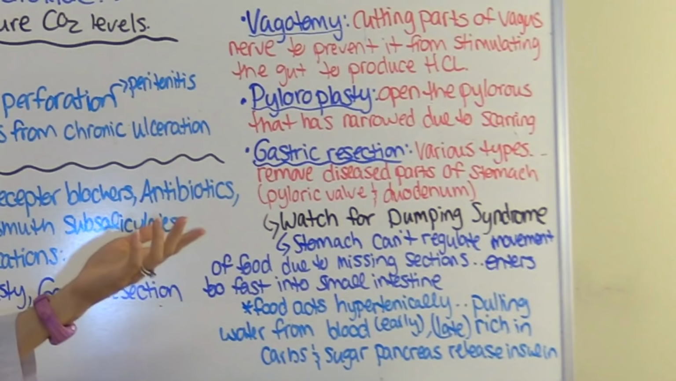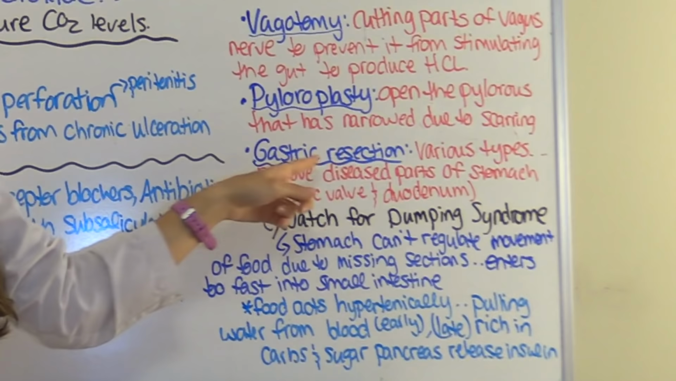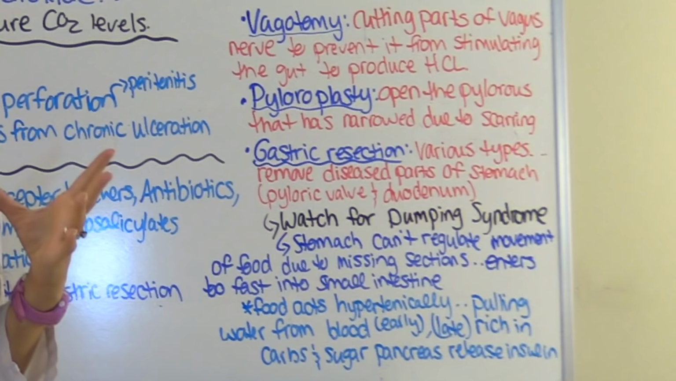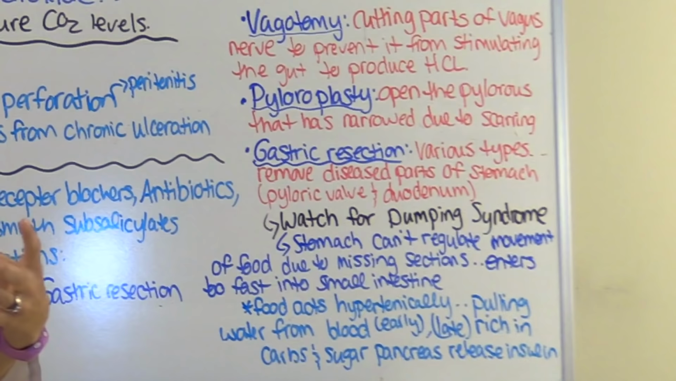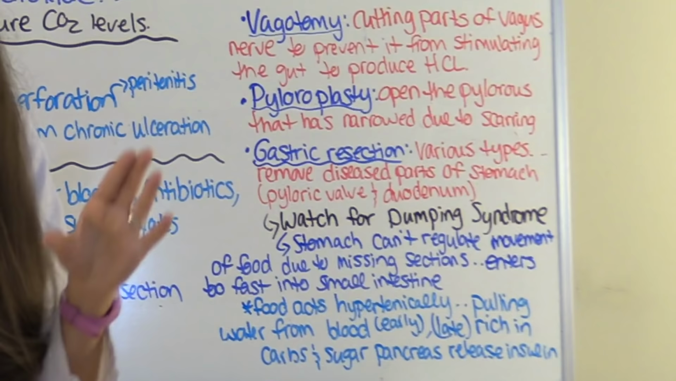Or they can have a surgery called a pyloroplasty. This is where the pylorus has become scarred. They go in and open it up so your food can flow. Or a gastric resection, and there's various types of gastric resections depending on which section they're removing, which part is diseased. They remove the diseased parts and reconnect it, and it's usually the pyloric valve and the duodenum that they remove. However, as the nurse, whenever you have a patient who's had a gastric resection, you need to watch out for what's called dumping syndrome.